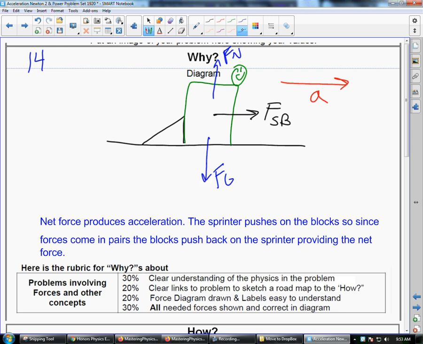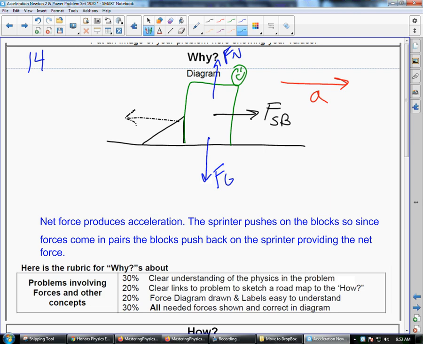Now I wouldn't draw it in here, I'm just going to draw it in a dotted line. There would be a force backwards like that of the sprinter on the block. But that one's not affecting the sprinter, that one's actually affecting the Earth, or the blocks.